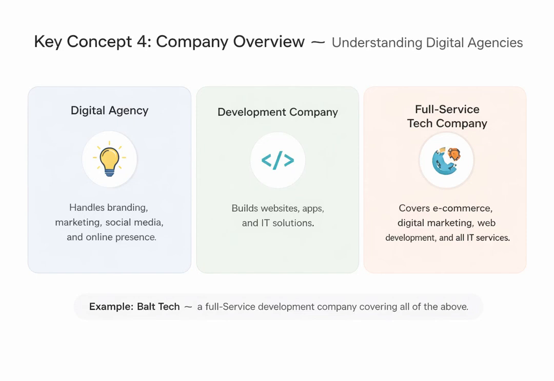The fourth and final key concept in this batch is understanding the types of companies operating in the digital space. The discussion mentions a few specific company types. There are digital agencies, like DetailSpark, which focus on branding, marketing, and online presence. Then there are development companies like Baltech, which handle website development, e-commerce, digital marketing, and a full range of IT services. Understanding the difference matters because when you're looking for help with your business, you need to know which type of company to approach. A digital agency is great for marketing strategy, while a development company is what you need when you want to build or scale a technical product.